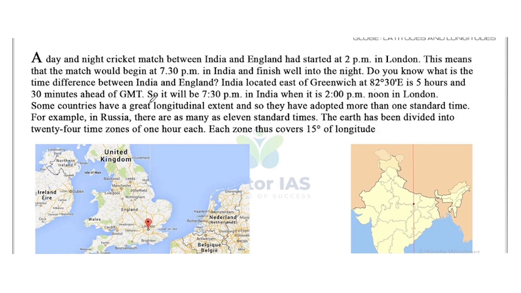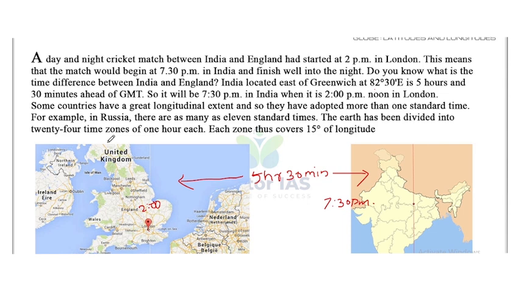So it will be 7:30 p.m. in India when it is 2 p.m. in London. So look at this. This is London, and when it's 2 p.m., what's the difference between India and London? It's 5 hours and 30 minutes. So when it's 2 p.m. in London, what's the time in India? It's 7:30 p.m. in India. Okay, so that's why we see the match at 7:30 p.m.